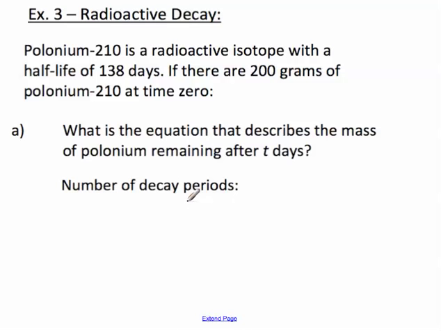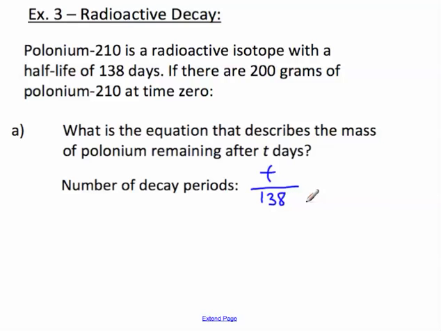We also have to think about the number of decay periods that we have. So the half-life is 138 days. If we want to know how much is left after t days, we have to know how many half-lives have passed. If t days have passed and there are 138 days in a half-life, the number of half-lives that have passed are t divided by 138.